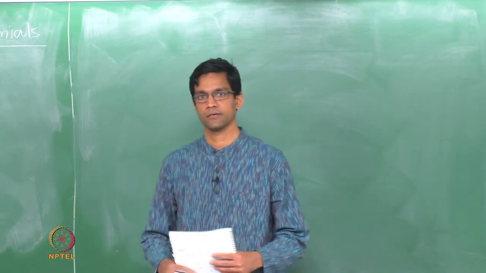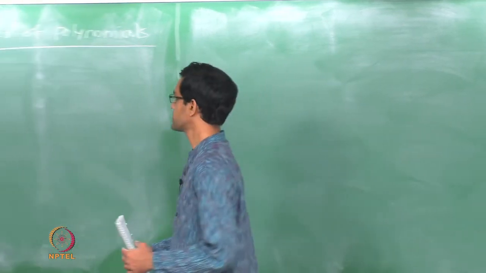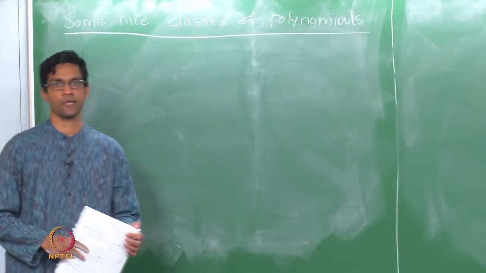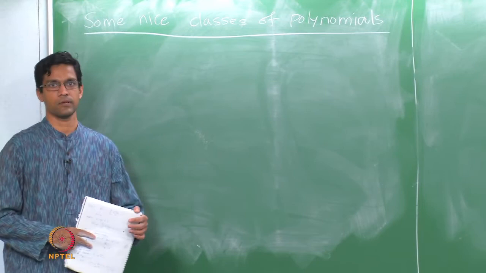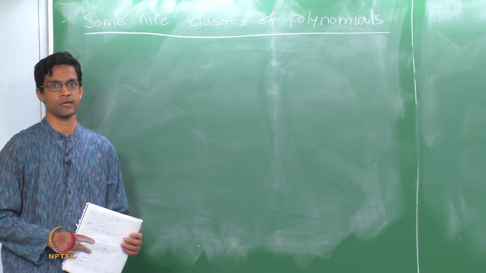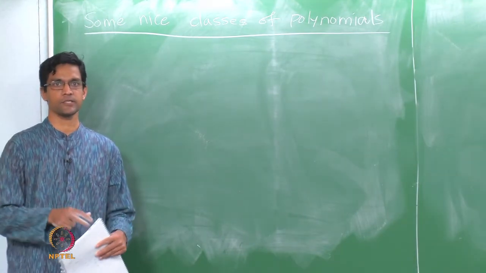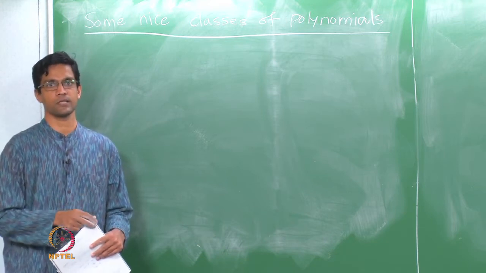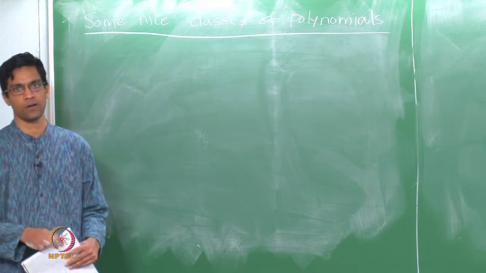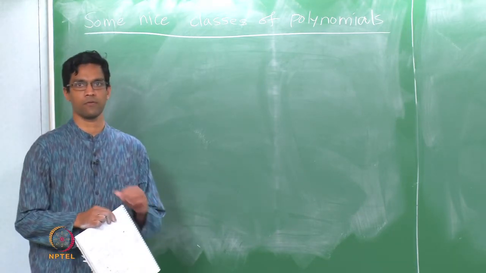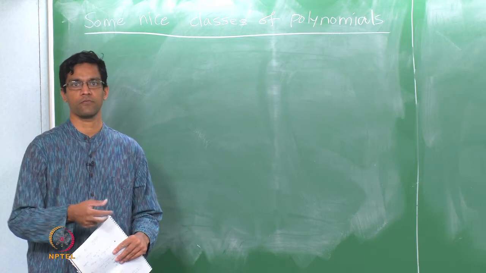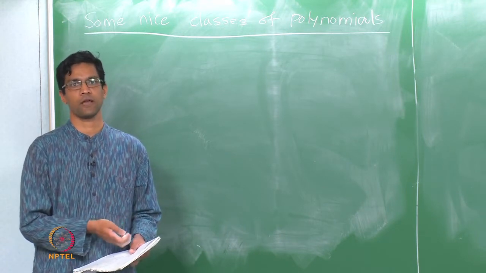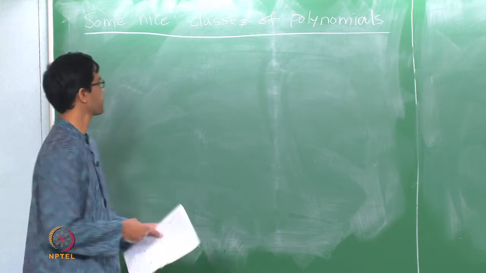Okay, welcome back. This time we are going to talk about some nice examples of polynomials. So the general theory of polynomials is of course very nice, but what makes it especially nice is the existence of many examples with some very special properties. There are a very large number of examples of nice classes of polynomials. I am just going to talk about two of them to give you a flavor of what's out there.